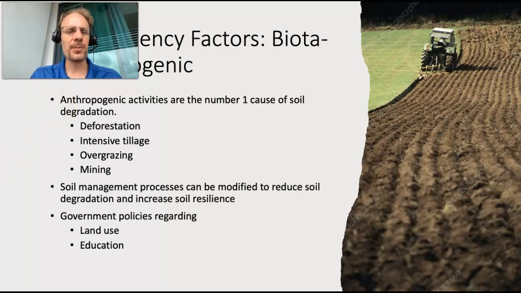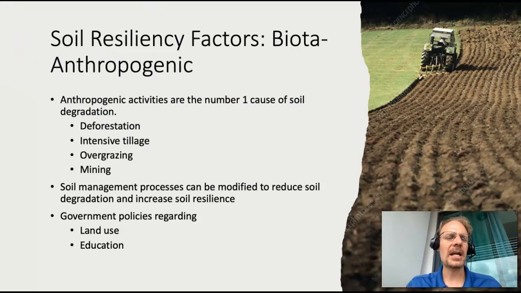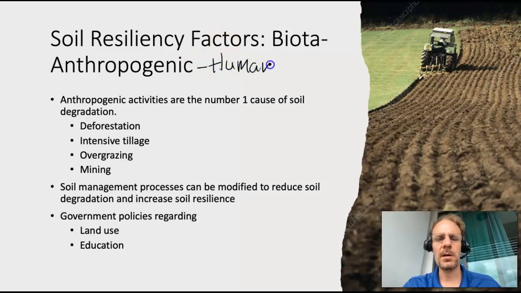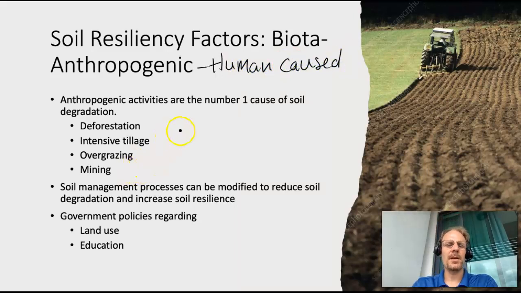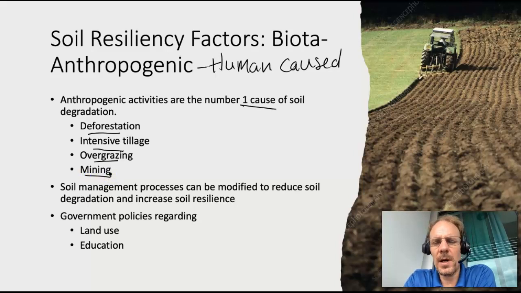The next here is anthropogenic. Remember, we defined anthropogenic activities as activities that are human caused. They are really the number one cause of soil degradation today. Things like deforestation, intensive tillage, overgrazing, mining activities, and so on. These are major concerns. And soils, as mentioned earlier, aren't naturally designed to be resilient against these types of degradation. Soils just haven't built a natural resistance to these anthropogenic activities. So these disturbances definitely do cause degradation.